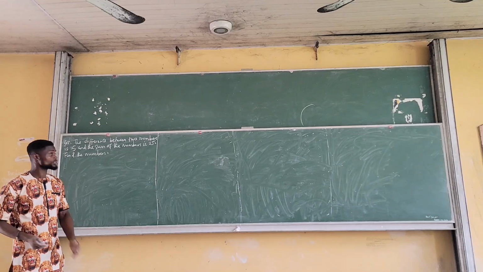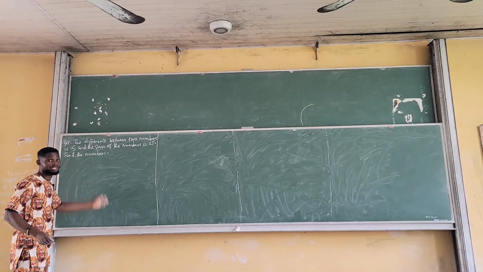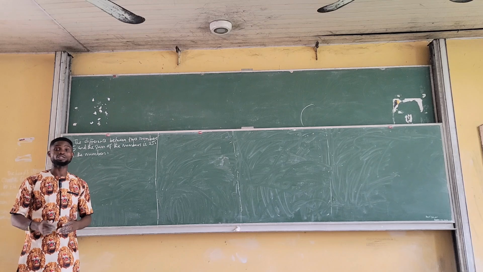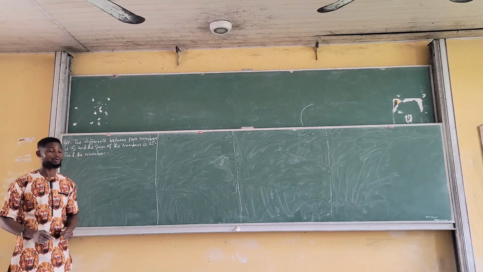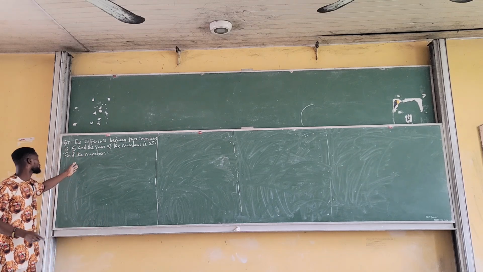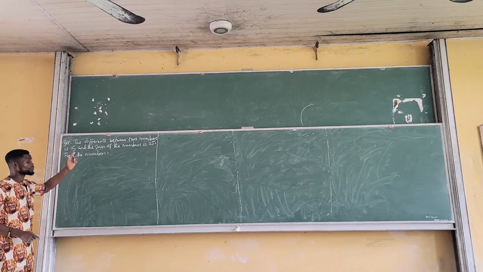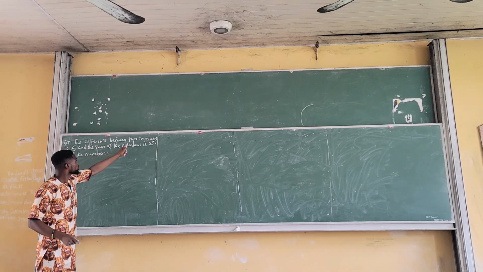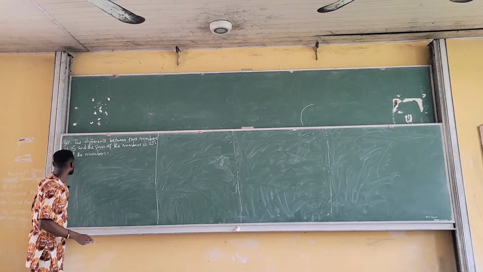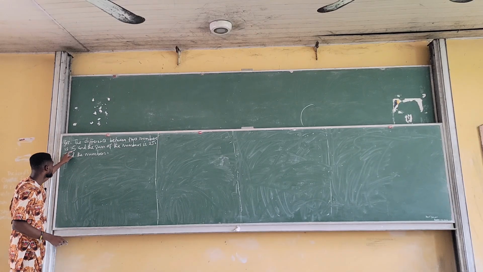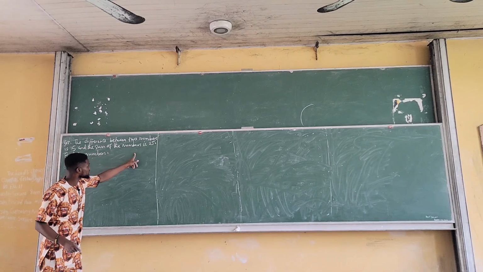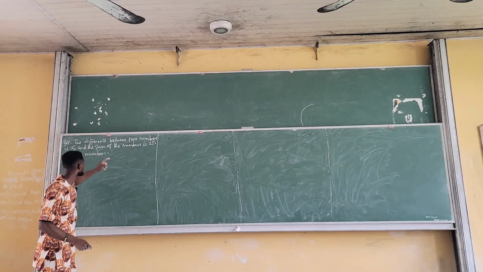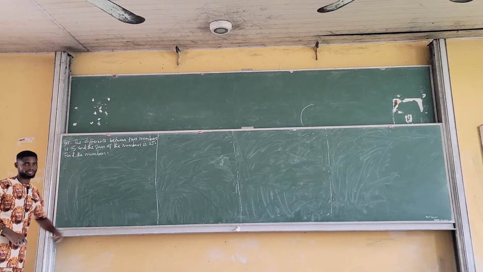So let's go straight to the point. This JAMB question is year 2024. From the board, from the question we have: the difference between two numbers is 15 and the sum of the numbers is 25. Find the numbers.